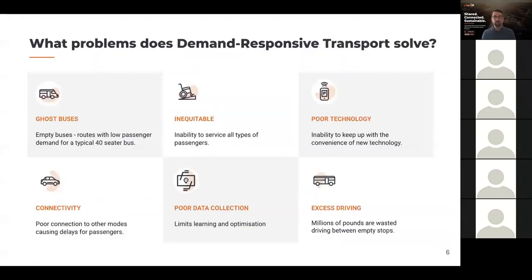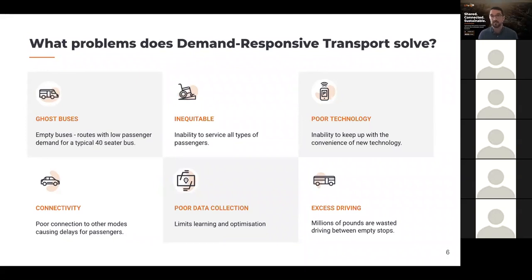Just before I do that, I think it's worth touching on a few of the other problems that DRT helps to solve. You might recognise some of these from your own local area. I think for me, the main ones are the ones that help to drive efficiencies. So I think we've all probably seen double-decker buses driving around with 1 or 2 people, or perhaps nobody on them, ghost buses as they're referred to here, and all the excess driving and waste that entails. But for me, as a self-confessed data nerd, the bit that I get most excited about is the opportunity to collect better data. I think that has been lacking in the past, and that limits the sort of optimization and learning that we can do.